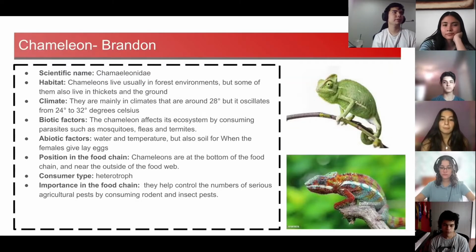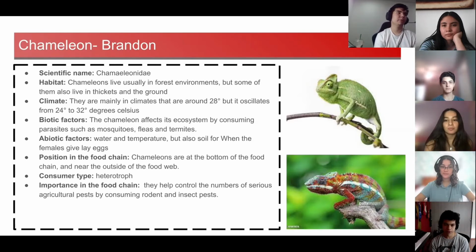Chameleon. Scientific name: Chamaeleonidae. Habitat: chameleons usually live in forest environments, but some of them also live in thickets and underground. Climate: they are mainly in climates that are around 28 degrees, but it oscillates from 24 to 32.